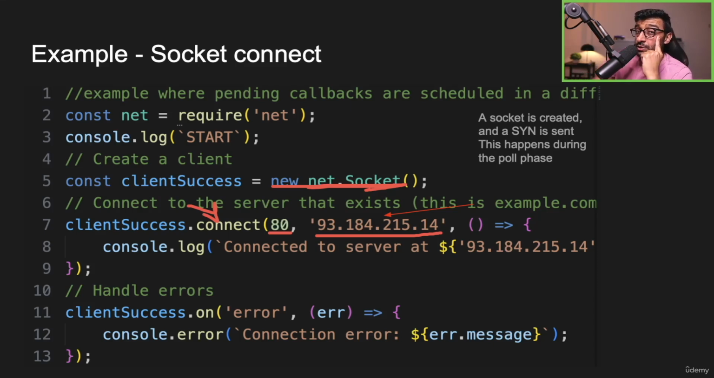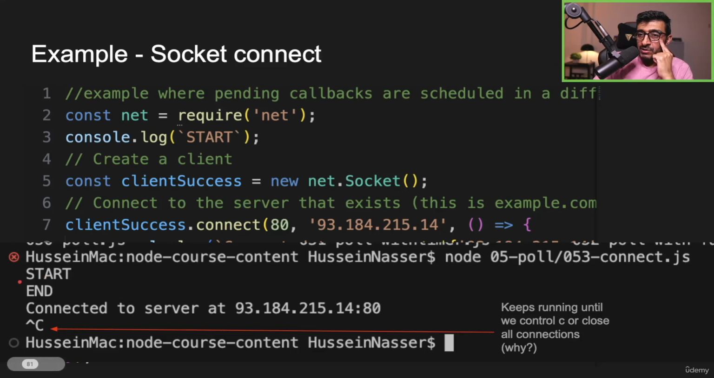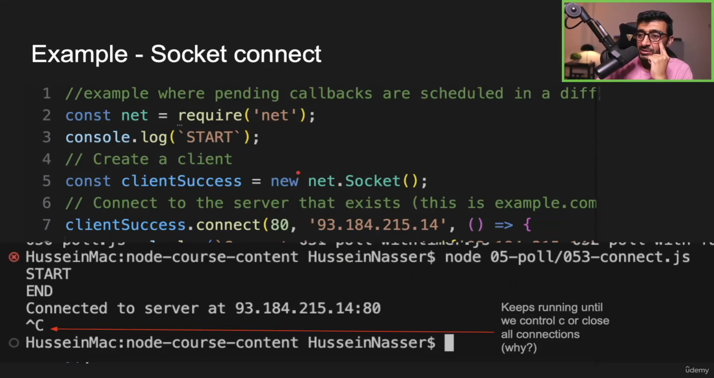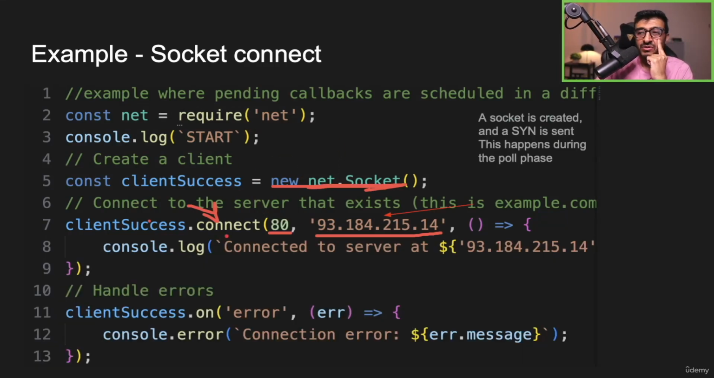And what do we do when we connect to a TCP server? Exactly, a TCP handshake. So SYN, SYN-ACK, ACK, we do that jazz, and once we have the three-way handshake, that's when we get a brand new connection and we move forward. And we're getting this output: start, end, and then we get connected to server, blah, blah, blah. And then here's what happens. This thing will keep running. As long as there is a connection, node will not end.